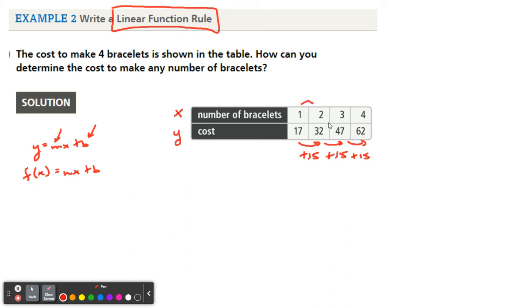The change in x is simple. You're counting by 1, so that's adding 1, adding 1, adding 1. So notice that because your change in y is constant, or the same, and your change in x is constant, or the same, this is going to be linear. That's how you determine whether it's linear or not. You look at the changes in y and the changes in x. So again, this is going to be our rate of change, or our slope.